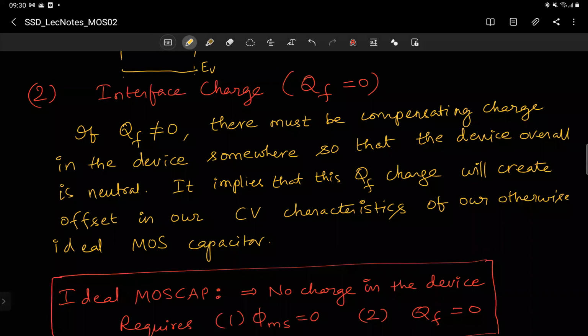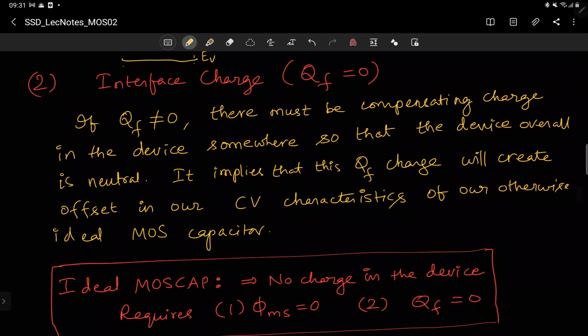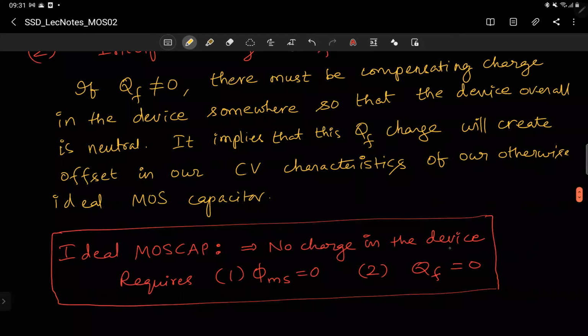So there is some charge separation, which means whenever there is charge separation between positive and negative charge, there is a capacitance associated with it. So if you draw CV characteristics, there will be some offset, which we don't want for an ideal junction. So ideal MOSCAP implies no charge in the device, which requires phi ms equal to 0 and QF equal to 0. So with this, is this clear so far?